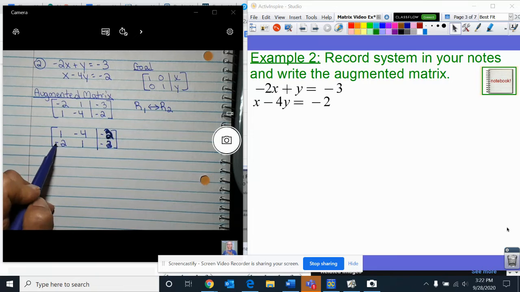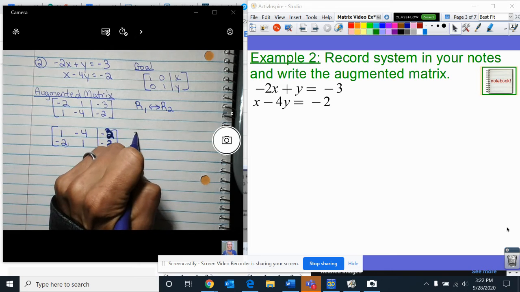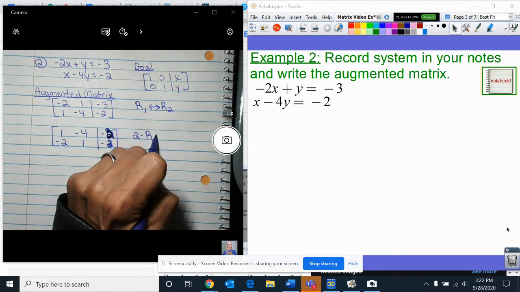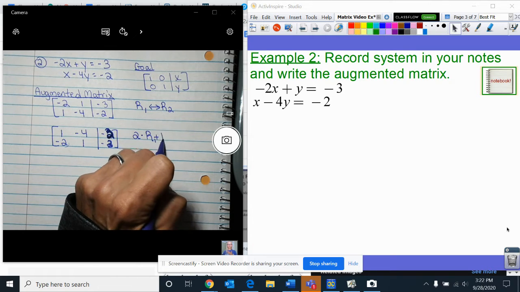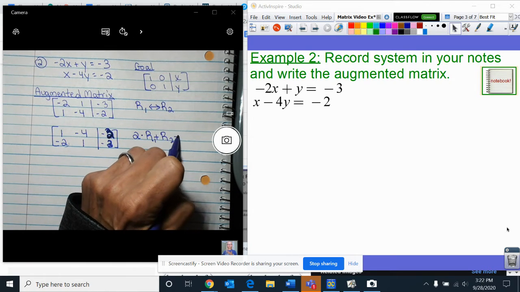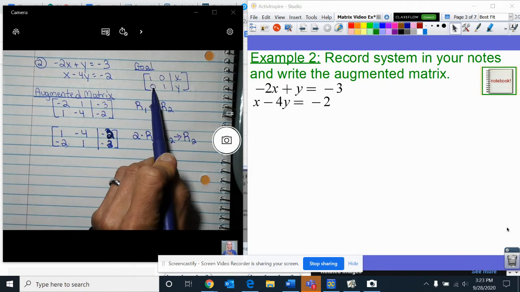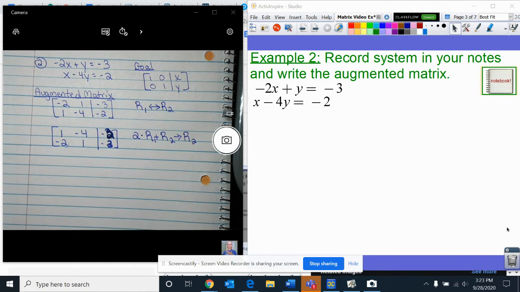Now, I want this negative 2 to become 0. So I am going to multiply a positive 2 to the first row. I'm going to add it to the second row. So the second row gets that 0 in the desired location. So let's do that together.